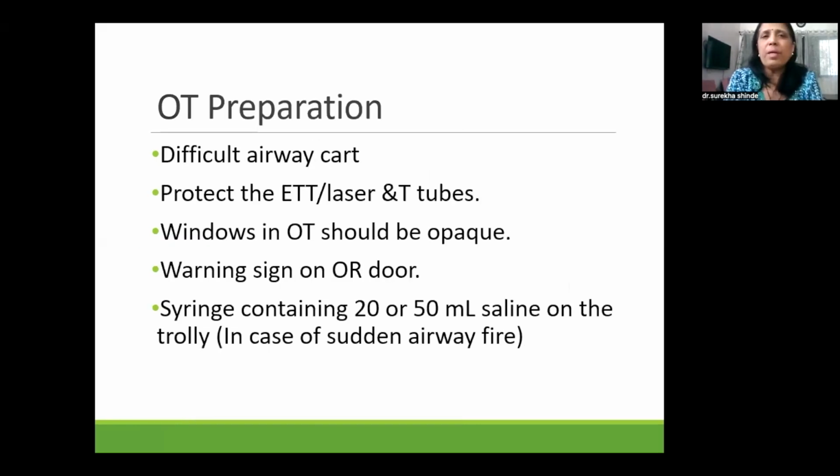How do you prepare our OT? Of course, a difficult airway cart is a must for all airway surgeries. We have to have devices to protect our ETT, laser tube and tracheostomy tube. The windows of the OT should be opaque because the beam can be very disastrous for the bystanders also. There should be a warning sign on our door. There are designated OTs in the OT complex. We should always have our scrub nurse ready with 20 to 50 ml saline in the trolley, because in case of sudden airway fire, you can extinguish it. This is a very small thing, but it goes a long way in ensuring safety in the operation.